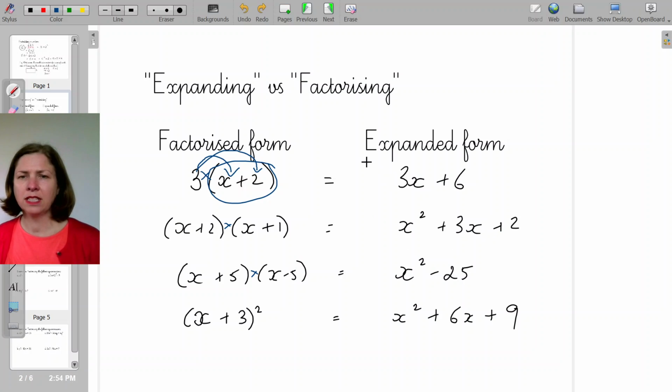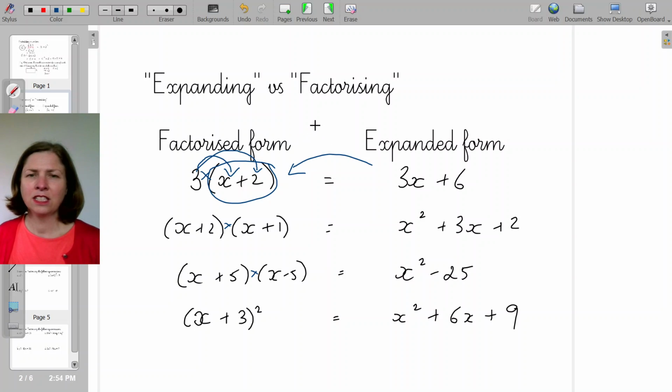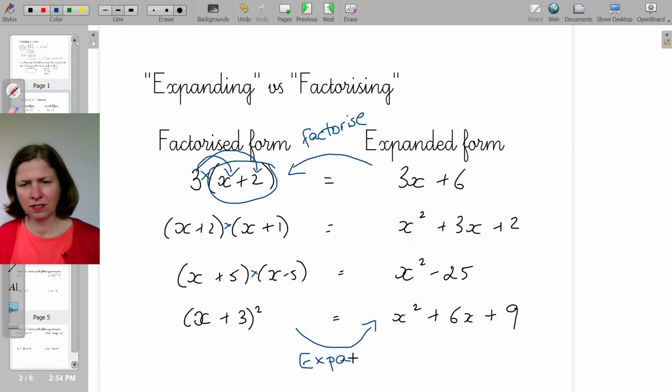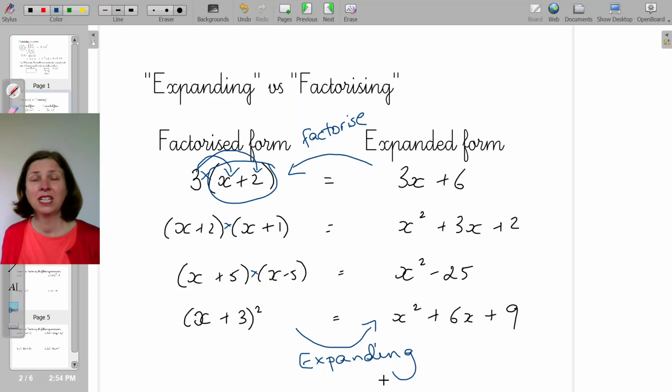When I'm factorising, I'm going back the other way. So this is factorising, when I'm taking it from expanded form into factorised form, and this is expanding, when I take it from factorised form into expanded form. So we've always got to read the instructions on a question. If it says simplify, I don't want to factorise, okay? If it says factorise, then that's what I do. And if it says expand, then that's what I do.